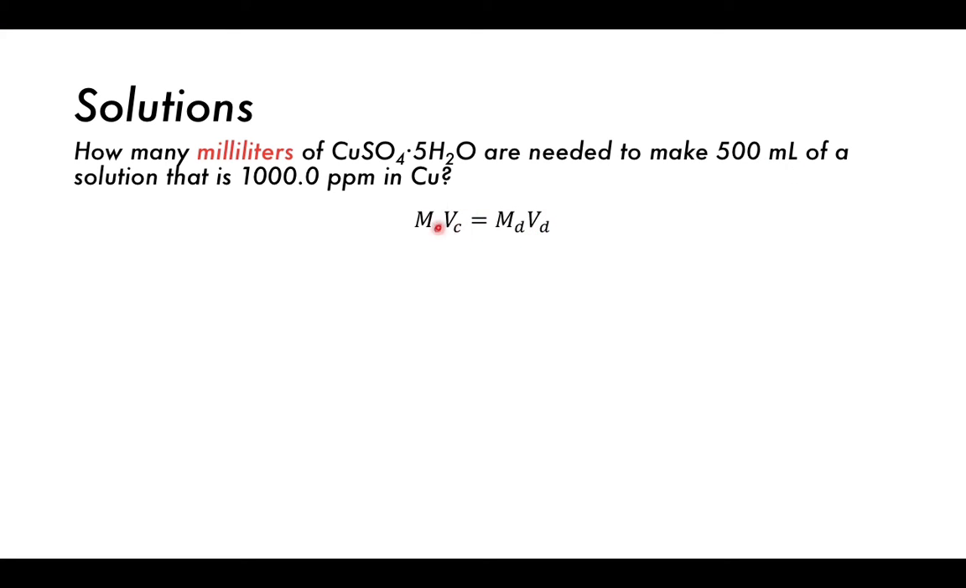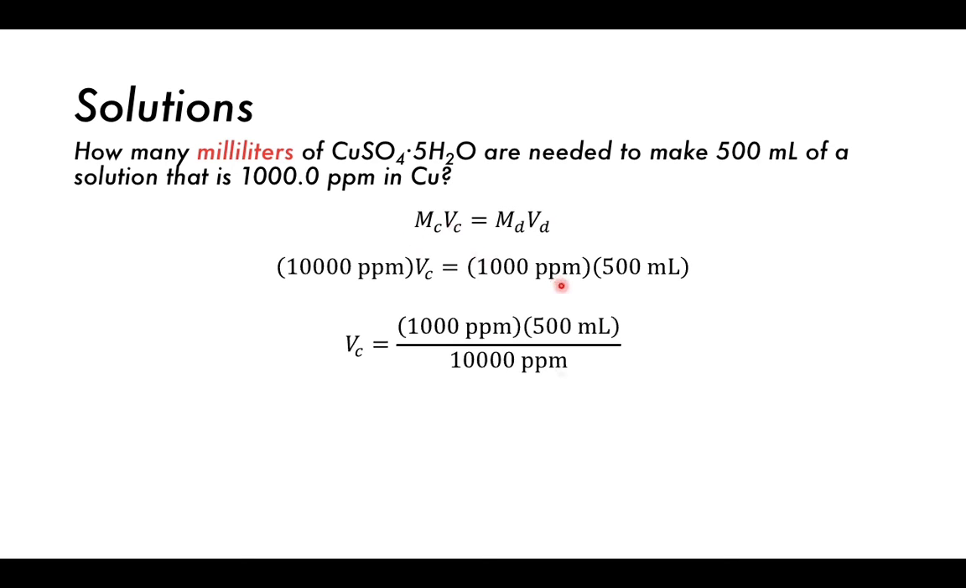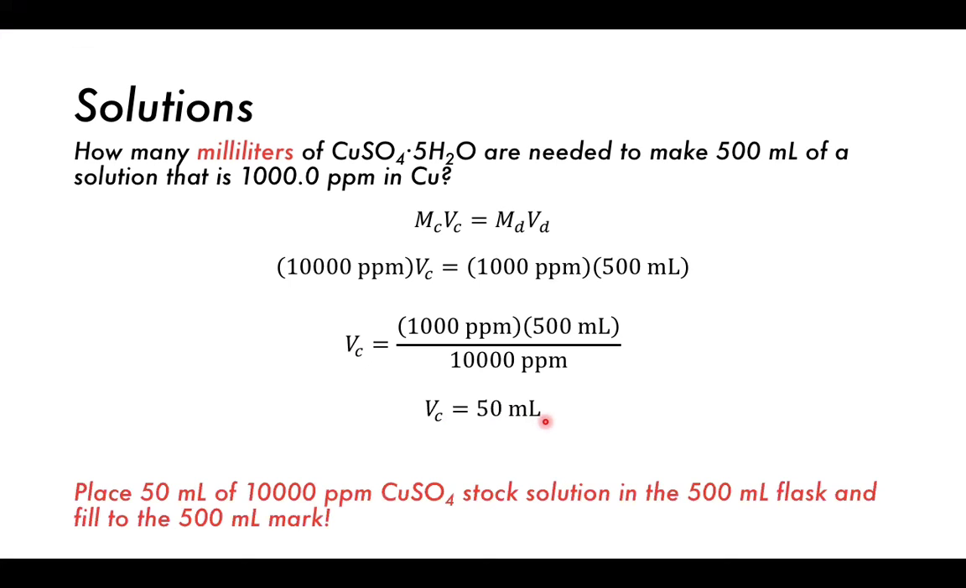And so the only thing that we're missing is the volume of the concentrated solution required to make that dilute solution. So we fill in our values like so, and then we rearrange our equation so that we have the volume of the concentrated solution on one side, and all of the known values on the other. That will give us a volume of the concentrated solution of 50 milliliters. And so the process we'll undertake to make the dilute solution is to place 50 milliliters of our concentrated 10,000 ppm copper sulfate stock solution in a 500 milliliter volumetric flask and fill that up to the 500 milliliter mark.